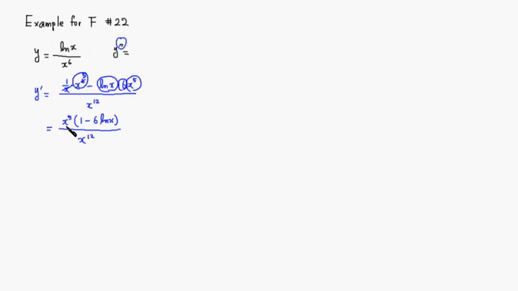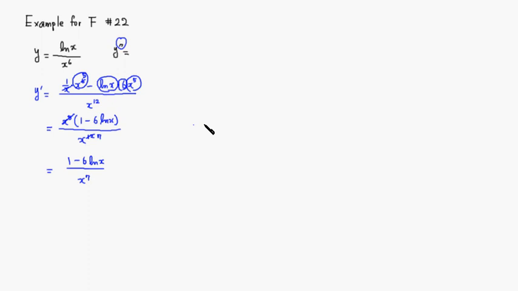But if you have x to the 5th on top and x to the 12th power on the bottom, we can cancel x to the 5th. That's going to be the 7th power, 12 minus 5. Clean it up. You basically have 1 minus 6 times natural log of x over x to the 7th power.